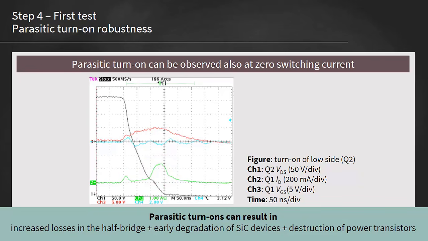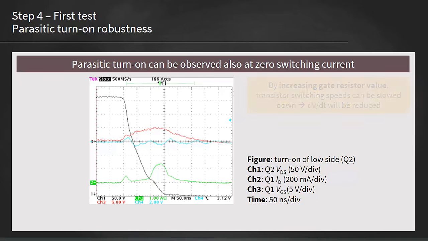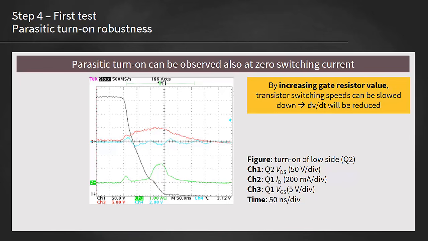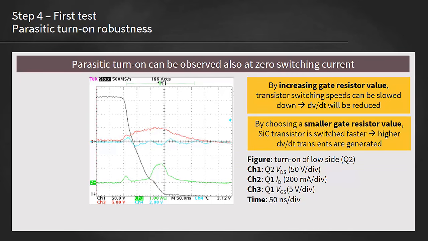Parasitic turn-ons result in increased losses in the half-bridge and in early degradation of silicon carbide devices, or, in extreme cases, even in the destruction of the power transistors. By increasing the gate resistor value, the transistor switching speeds can be slowed down, and the dV/dt in the circuit will be reduced. Similarly, by choosing a smaller gate resistor value, the silicon carbide transistor is switched faster and higher dV/dt transients are generated in the circuit.